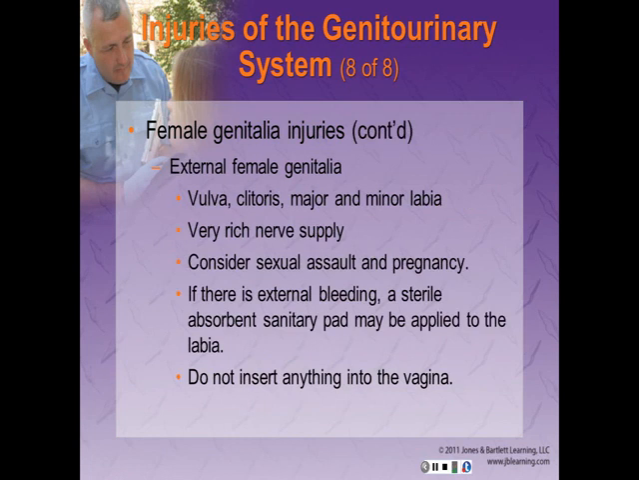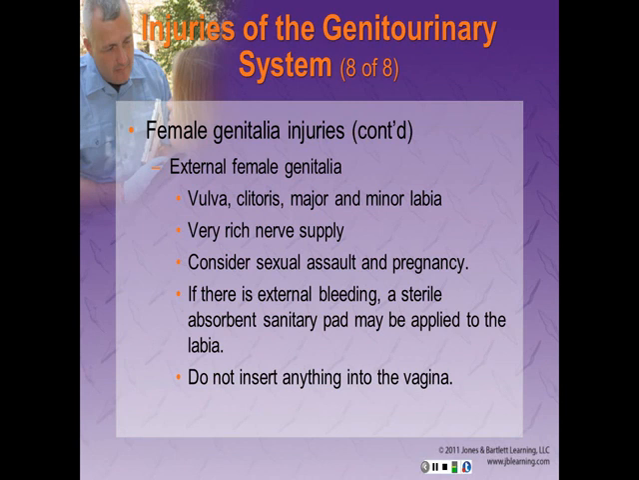External female genitalia include the vulva, the clitoris, the major and minor labia, and the entrance to the vagina. They're very rich in nerves, and injuries are often very painful. You should consider sexual assault in pregnancy and ask the patient about their last known menstrual period. Ask about their sexual history, and remember the assumption is that all women of childbearing age are pregnant until proven otherwise. This information is relevant because some medications and tests are harmful for a fetus.